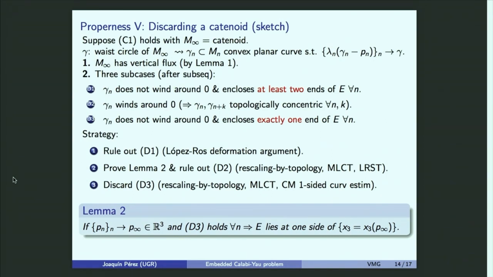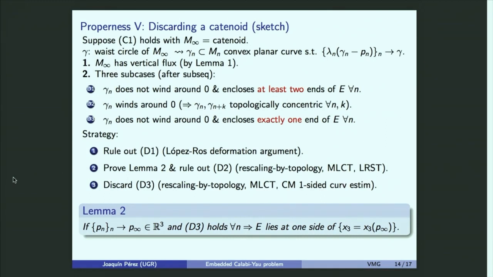You will see why. What Lemma 2 says is that if the points where you are doing the blowing up are converging in R3, which in principle you don't know, they could escape in space, but if they converge and D3 holds, then the whole end lies at one side of a horizontal plane passing through this point. So in particular, it's contained in a half space. With that lemma, we will rule out D2. But in order to do that, we will rescale again by topology and apply two other theorems that I will tell you. And the most difficult part is discarding D3, because then we will have to rescale by topology again, apply the minimal lamination closure theorem, and apply the one-sided curvature estimate by Colding-Minicozzi. But let's go little by little.